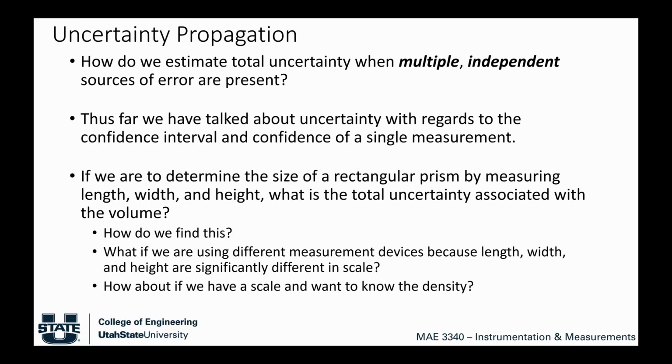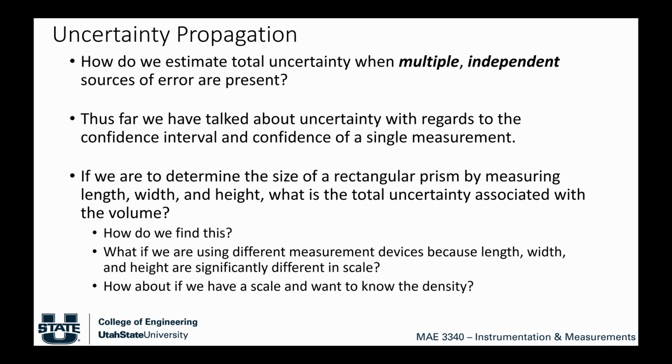So uncertainty propagation: how do we estimate the total uncertainty when we have multiple independent sources of error present? Well, it's really important that they are independent of one another. So that's probably the first thing we need to think about, is having them be independent of one another. Thus far, we've talked about the uncertainty with regards to confidence interval and confidence of a single measurement. So now we're taking it beyond that into a governing equation. If we wanted to determine the size of a rectangular prism, for example, length, width, height, they're going to each have their own uncertainty associated with them, especially if we use different measuring devices for each one of those.